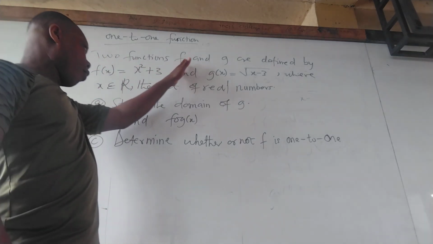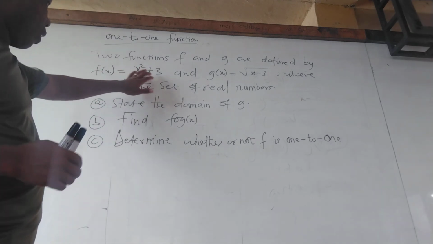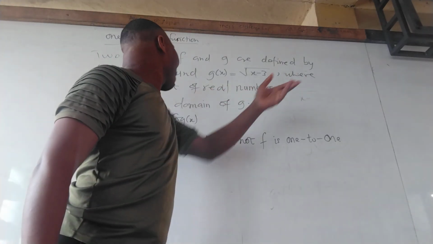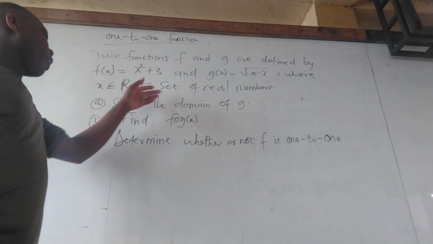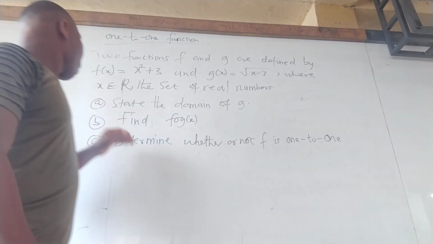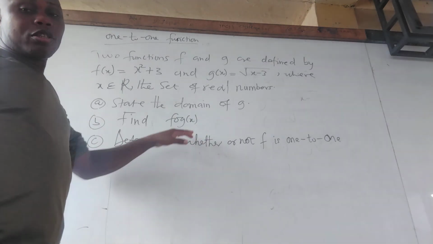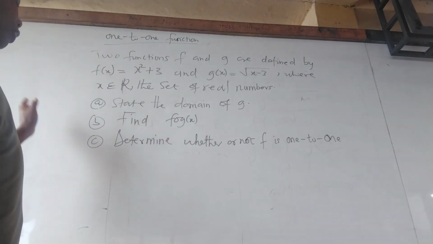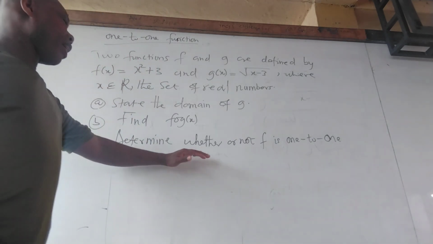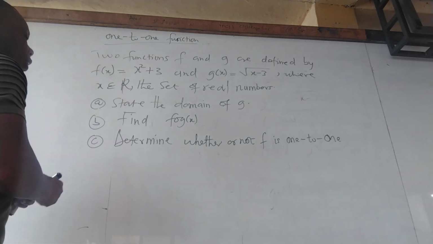We have two functions f and g defined by f of x is equal to x squared plus 3 and g of x is equal to root of x minus 3, where x is a member of the set of real numbers. That's all. A, we are supposed to state the domain of g. B, we are supposed to find fog or f of g, which we have done in several videos already. And we are supposed to determine whether or not the function is one-to-one, which is our main focus here. So let's start.